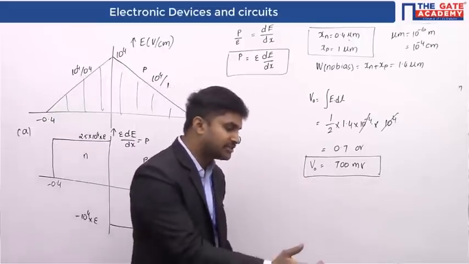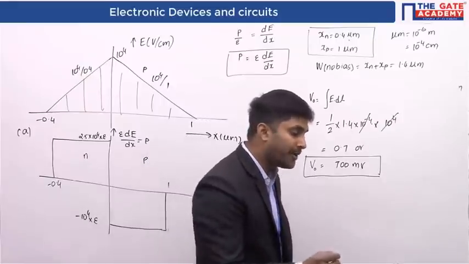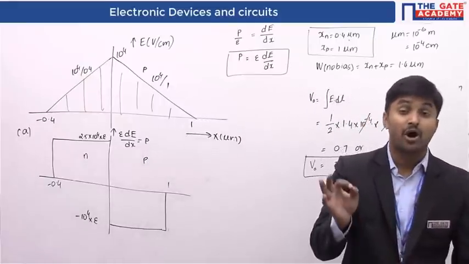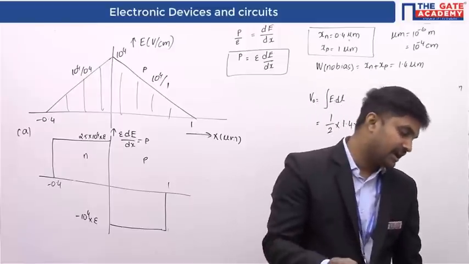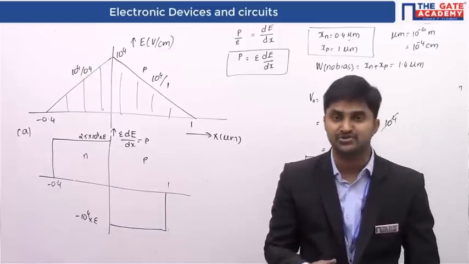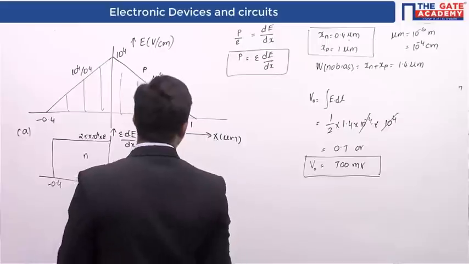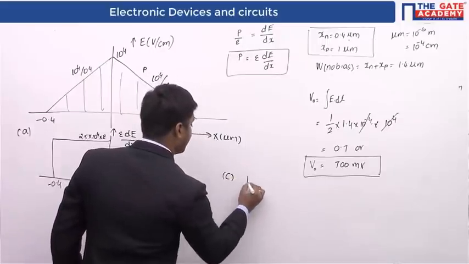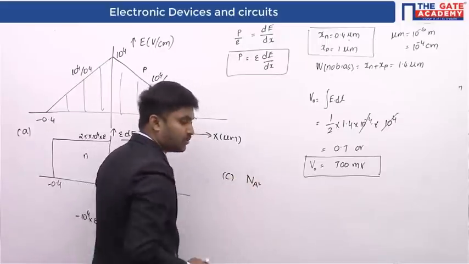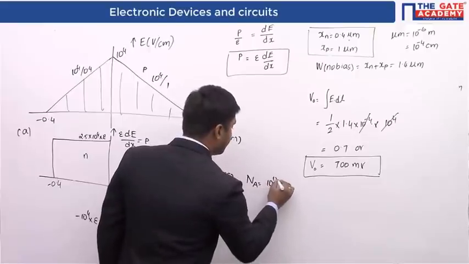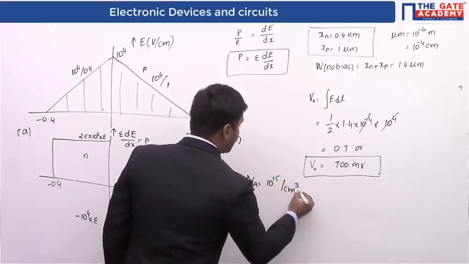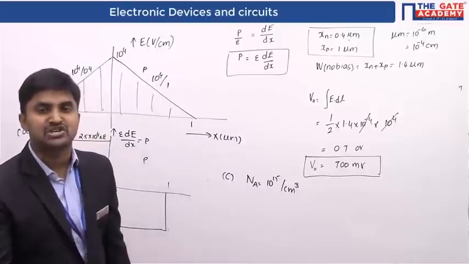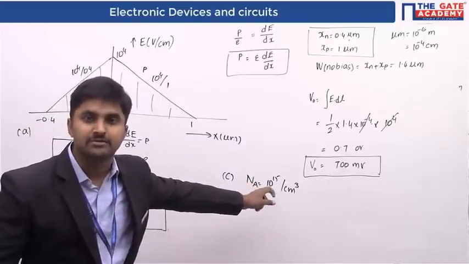Right, let us go for the third part. What is the third part? Doping concentration in the N-type region. Already in the question the data is given regarding the doping concentration in the P-type region. Na is equal to 10 power 15 per centimeter cube.